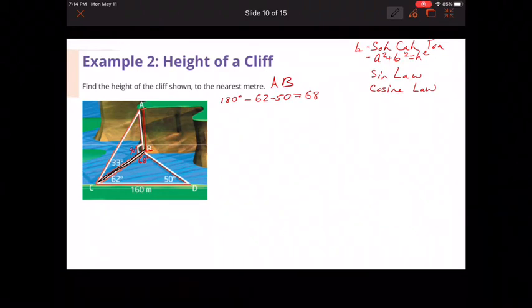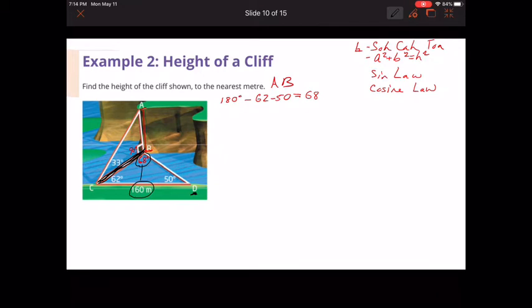I can't use SOHCAHTOA or Pythagorean's theorem on this bottom triangle because it's not a right angle triangle. But I can use sine law because I now have two opposites that I can play with. I want to be able to find CB, or little d, as we can call it, because it's opposite an angle called big D.